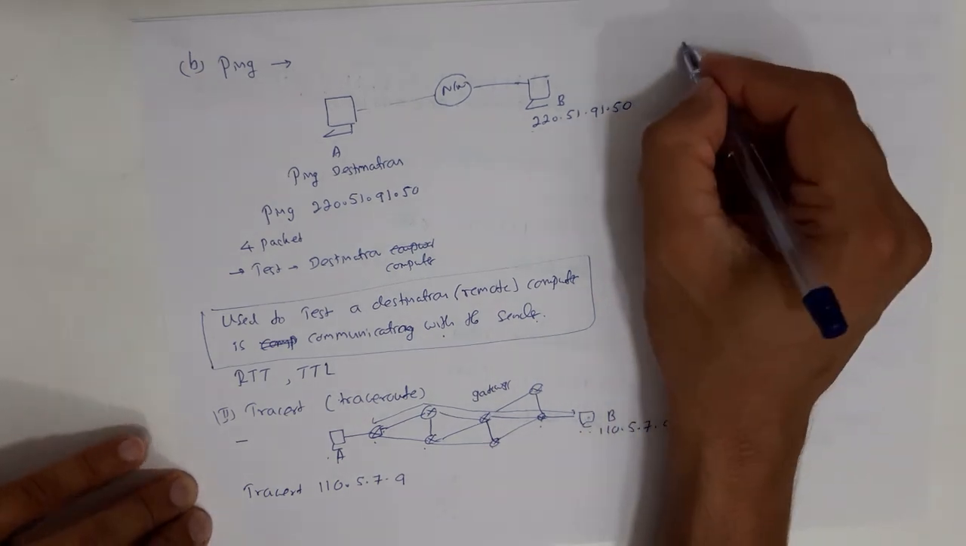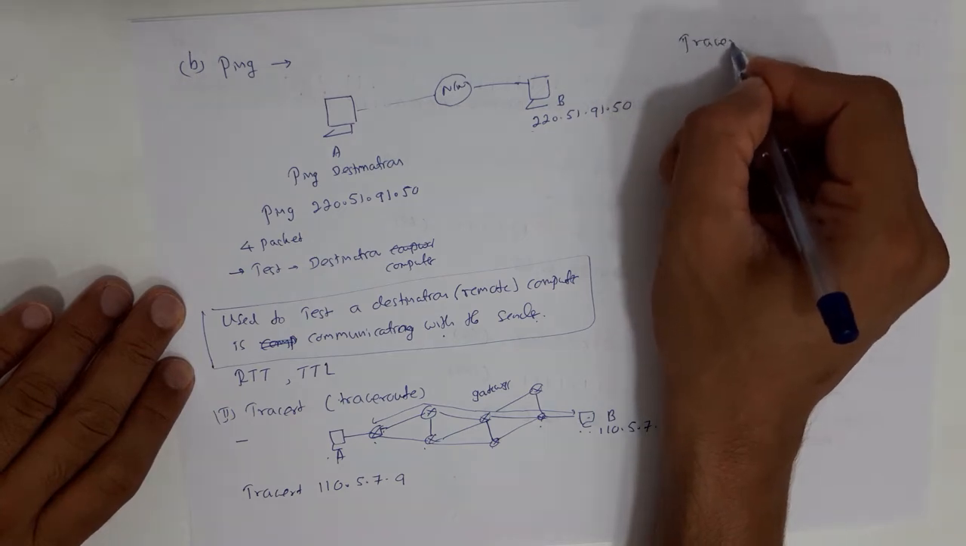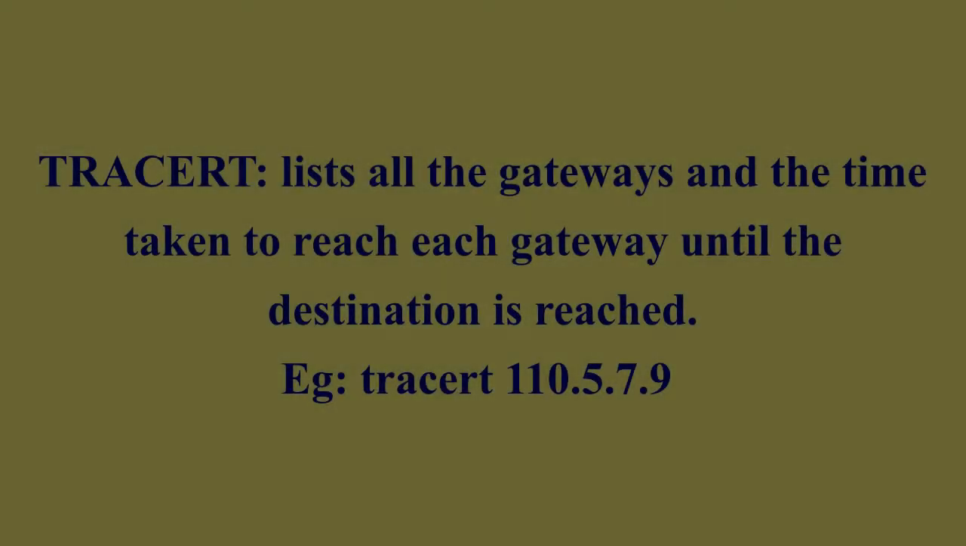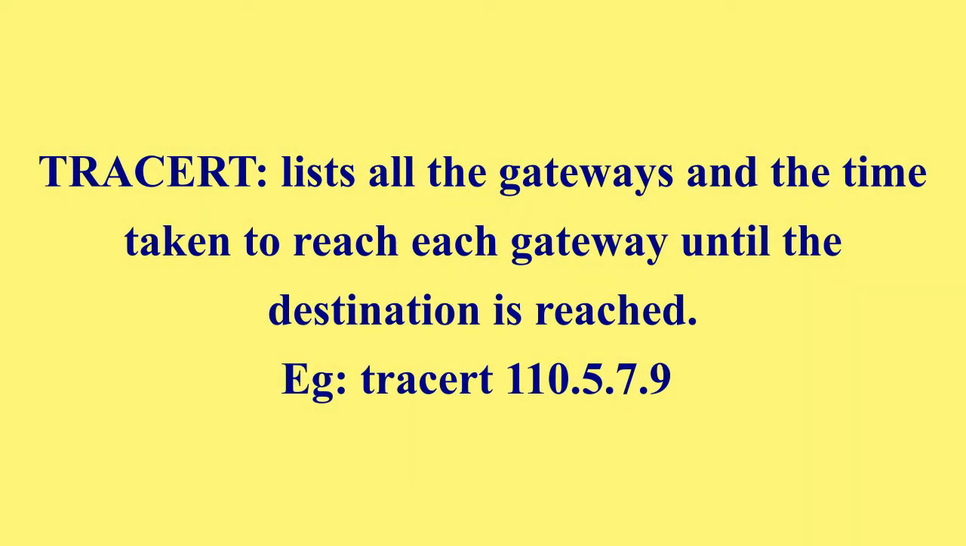Right. So if I write the answer here, tracert lists all the gateways and the time taken to reach each gateway until the destination is reached.